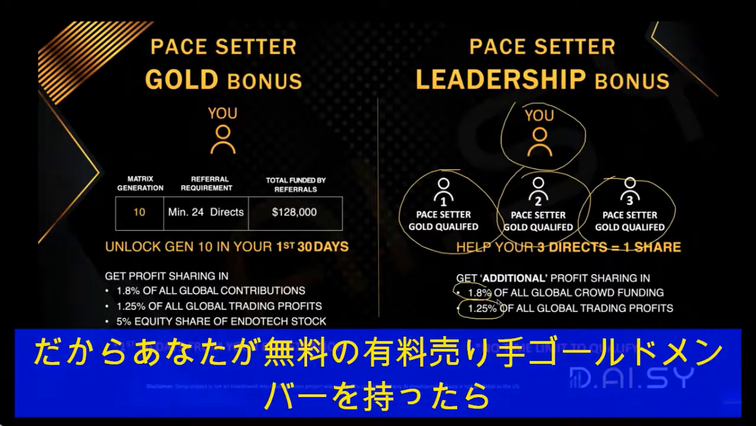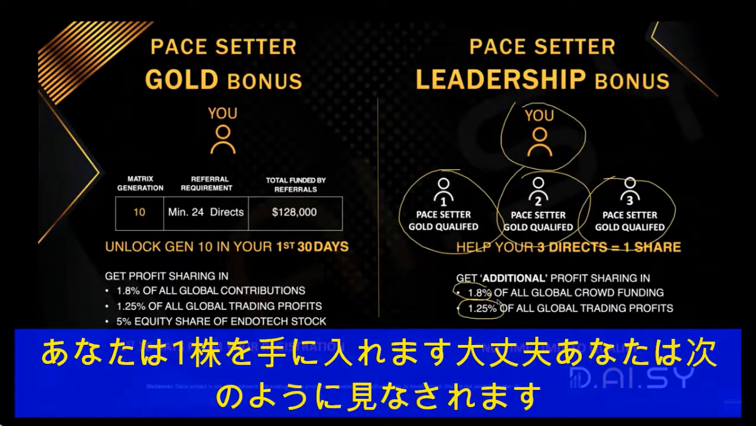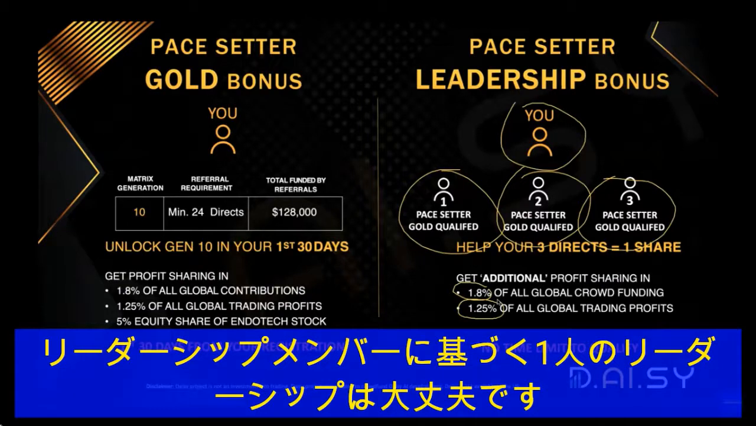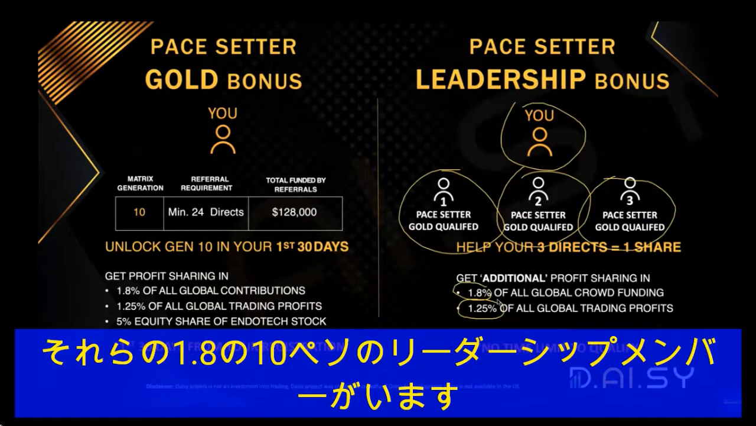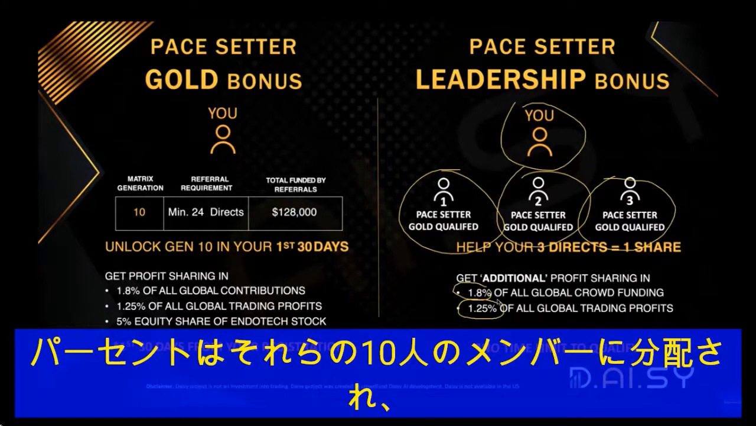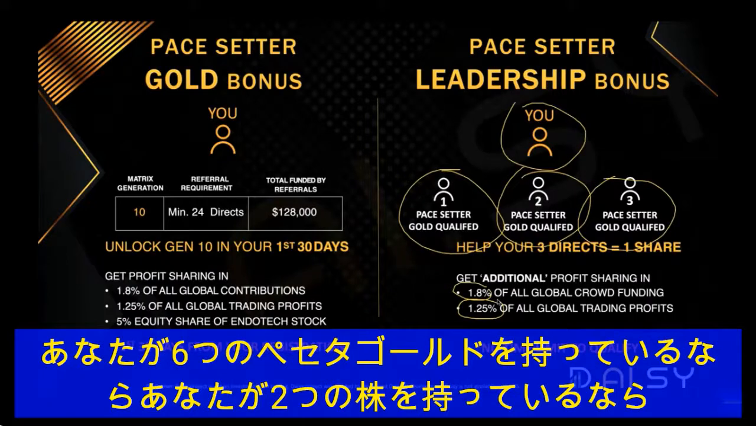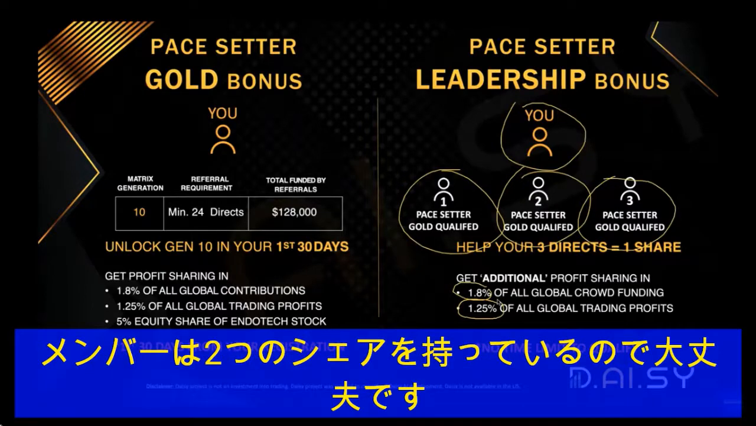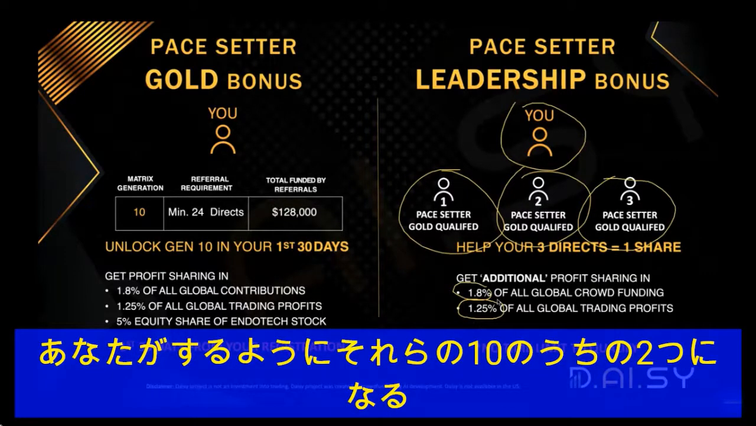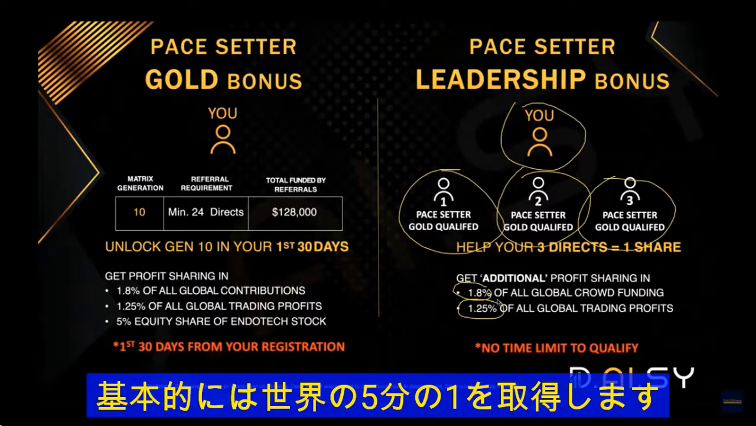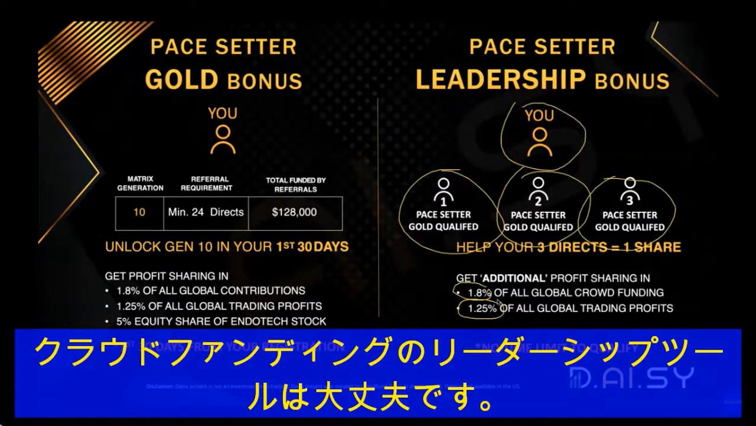Okay, so once you have free Pacesetter Gold members, you will get one share. Okay, you will be considered as one Pacesetter leadership member. So if there are 10 Pacesetter leadership members, those 1.8% will be distributed across those 10 members. And if you have 6 Pacesetter Gold members, you will have 2 shares. Okay, so you will be 2 out of those 10. So you will basically get 1/5 of the global crowdfunding leadership pool.